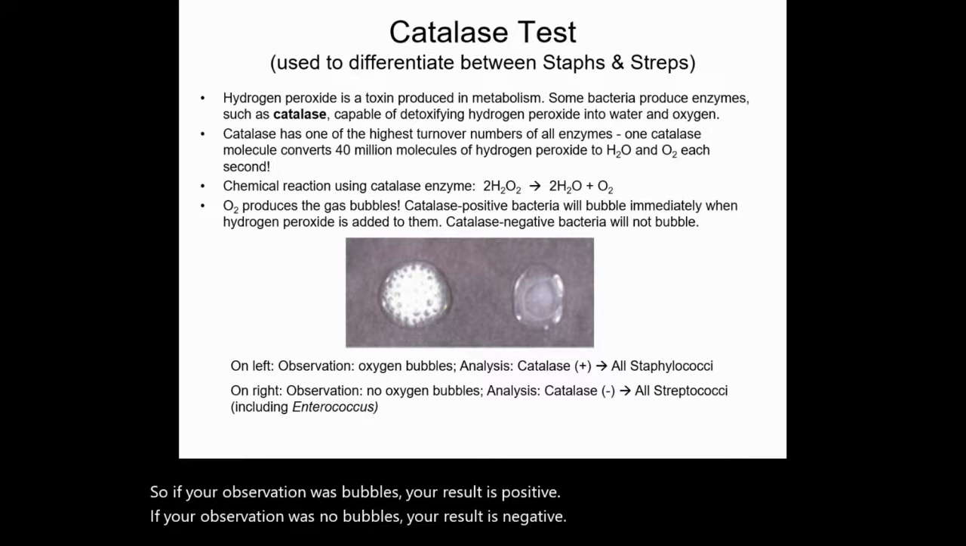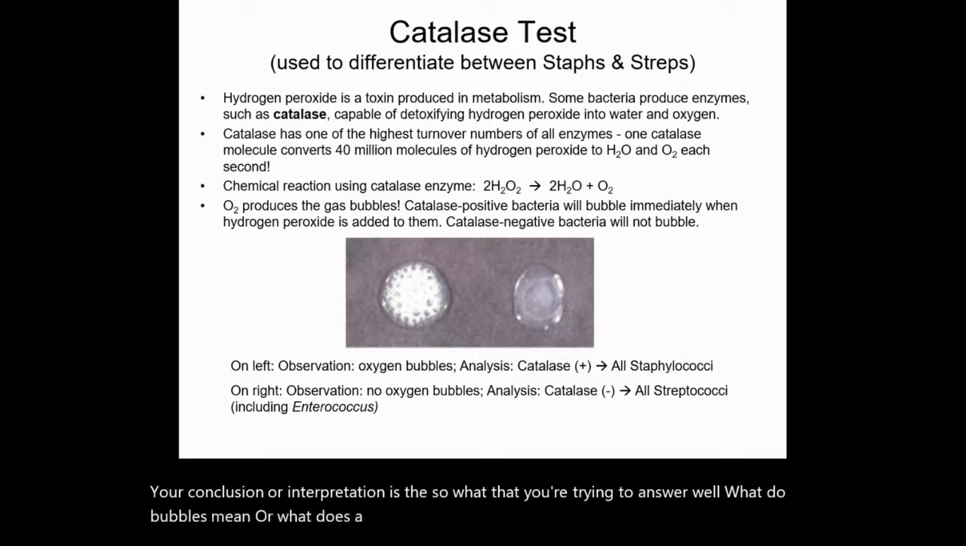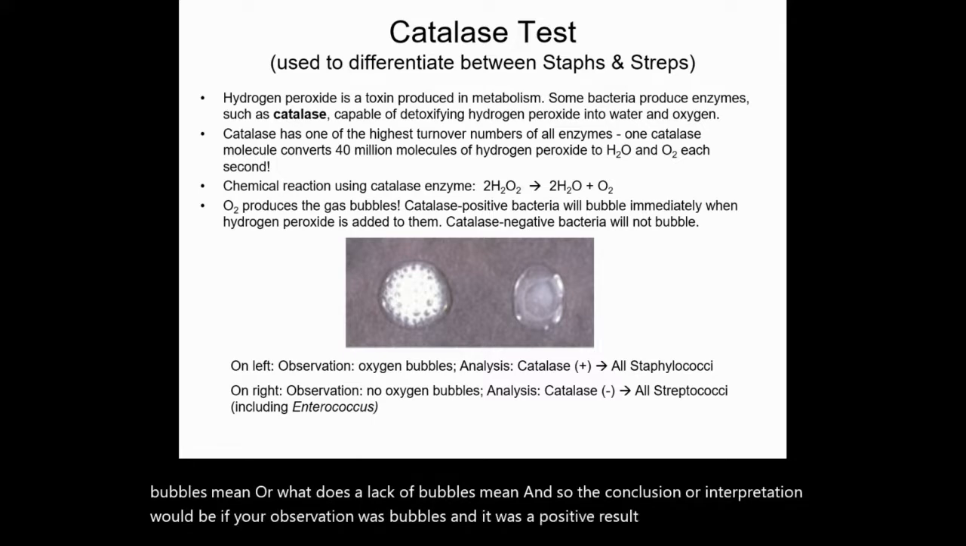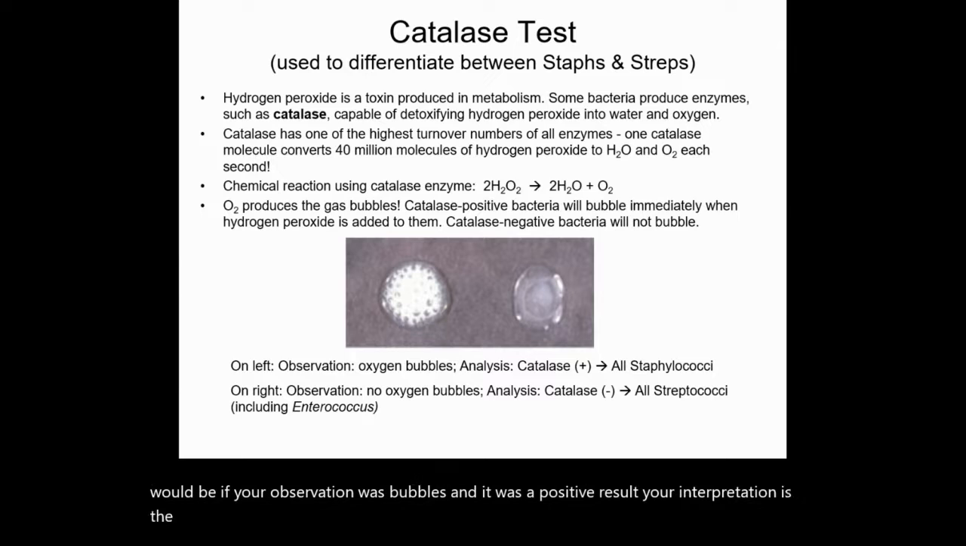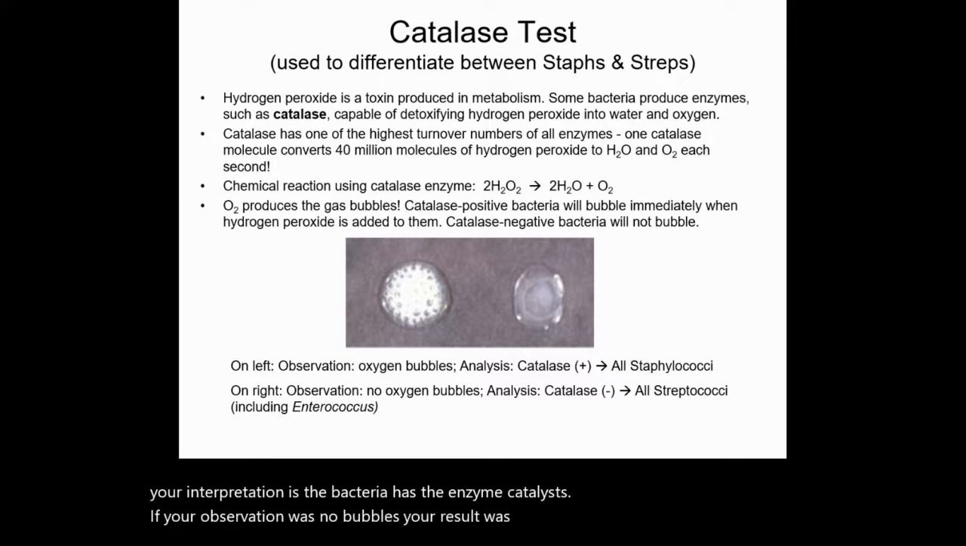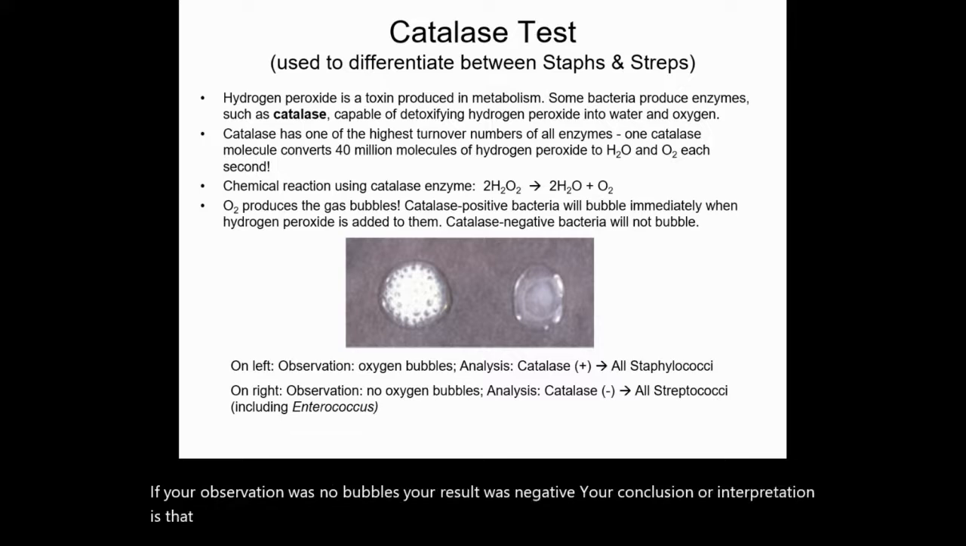Your conclusion or interpretation is the "so what" that you're trying to answer. Well, what do bubbles mean? Or what does a lack of bubbles mean? And so the conclusion or interpretation would be, if your observation was bubbles and it was a positive result, your interpretation is the bacteria has the enzyme catalase. If your observation was no bubbles, your result was negative. Your conclusion or interpretation is that the bacteria does not have the enzyme catalase.